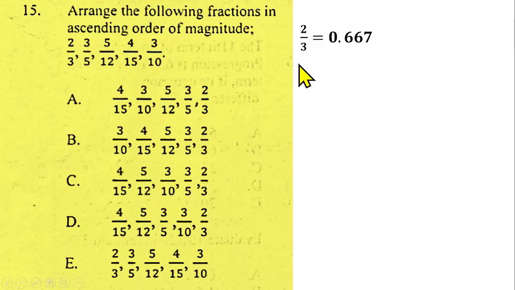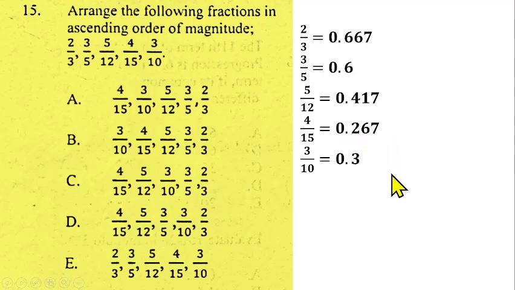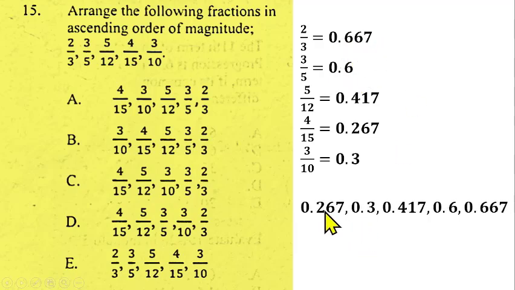So 2/3 changed to decimal is 0.667. 3/5 to decimal is 0.6. 5/12 to decimal is 0.417. 4/15 to decimal is 0.267. Then 3/10 to decimal is 0.3. So from here you can easily see which one is bigger and which one is smaller. You can see that 0.267 is the smallest, followed by 0.3, followed by 0.417, followed by 0.6, followed by 0.667. So if you arrange them in ascending order, you have them like this.